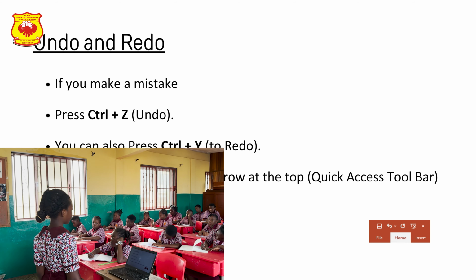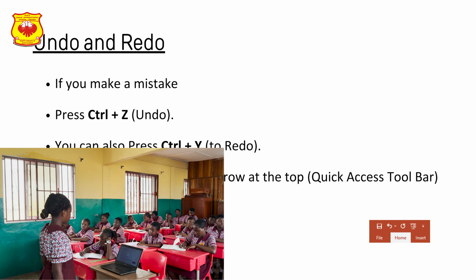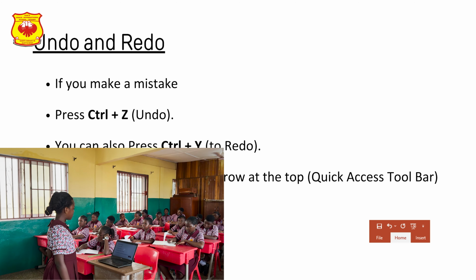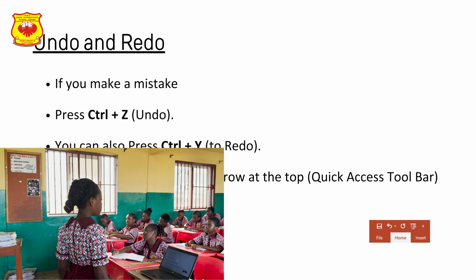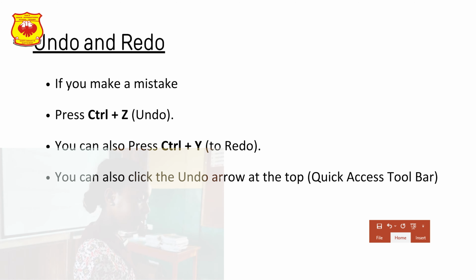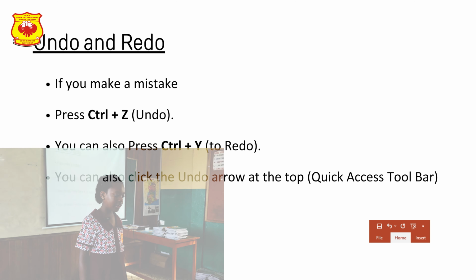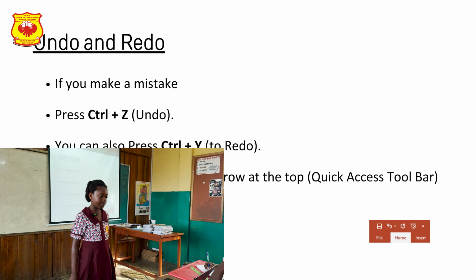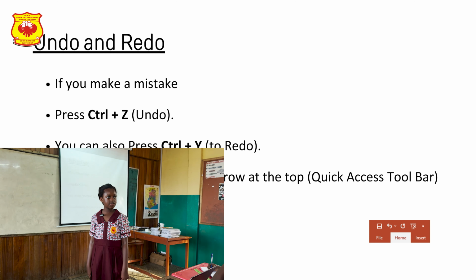Undo and redo. If you make a mistake, press Ctrl Z to undo. You can also press Ctrl Y to redo. You can also click the undo arrow at the top. Quick access toolbar.